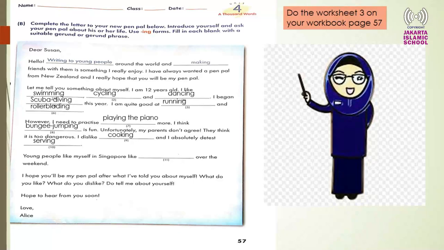Okay, we finished the second paragraph. And the last, I think this is the closing. Young people like myself in Singapore like blank over the weekend. Can you guess what activity young people like to do in Singapore? Let's check it out. Wow, having fun. We read together: young people like myself in Singapore like having fun over the weekend.